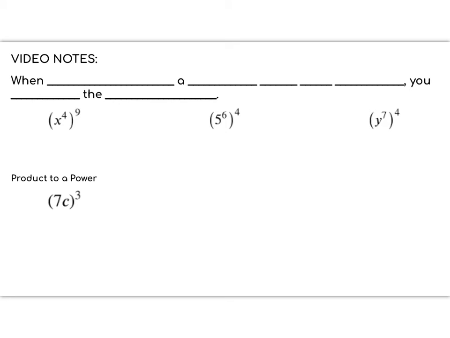So here it is. Is this what you noticed? When raising a power to a power, what do we do to the exponents? We multiply the exponents. Is that what you saw? 3 times 4 is 12. 2 times 3 was 6.